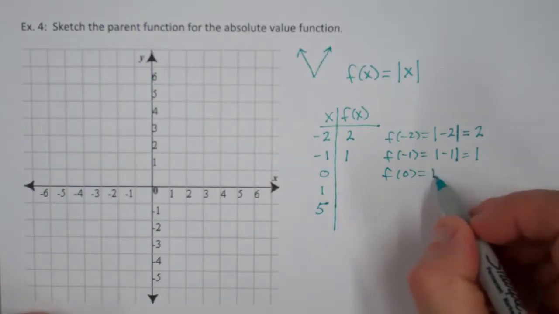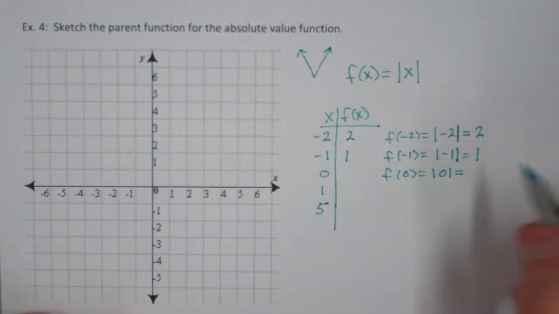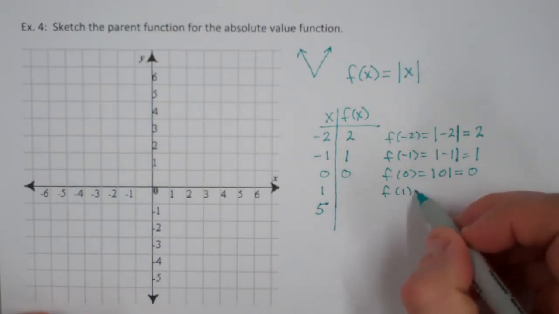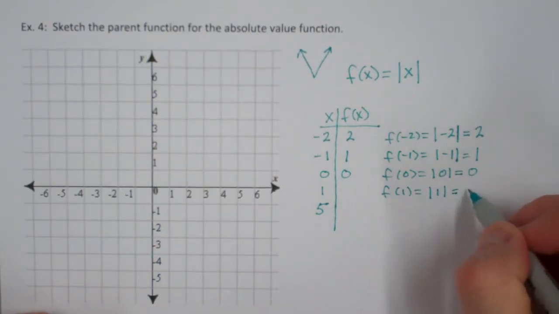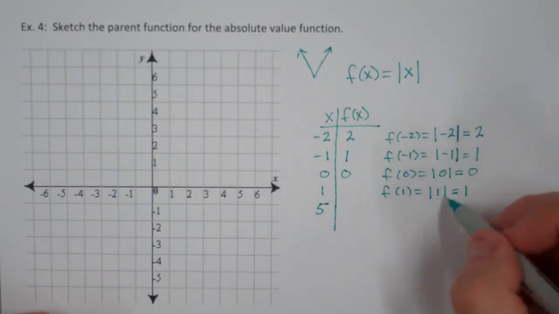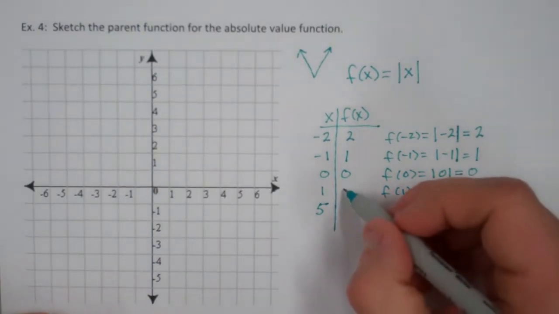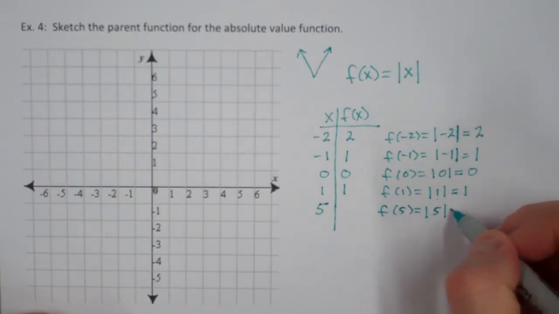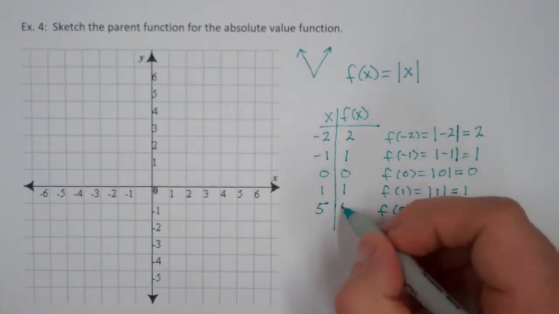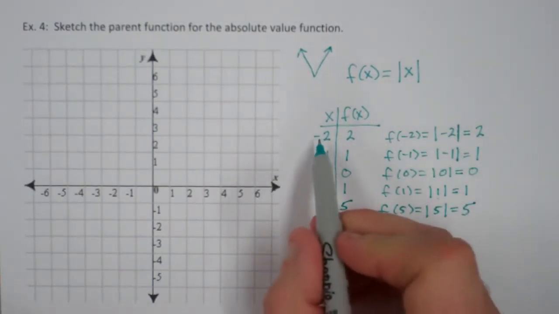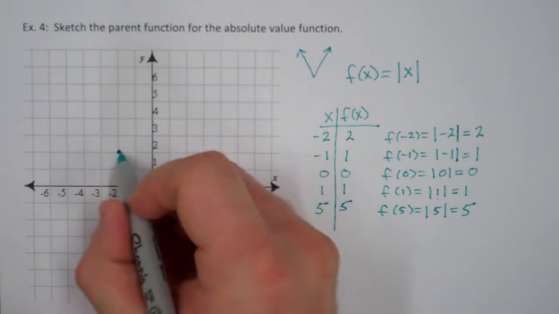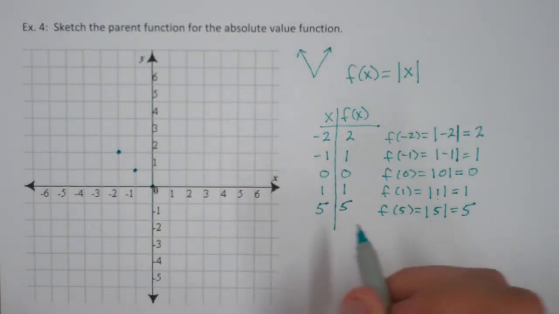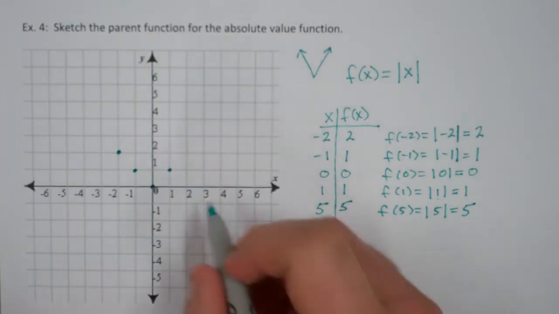F at 0 would be the absolute value of 0, and the distance from 0 to 0 is, well, 0. F at 1 would be the absolute value of 1, which is +1. Remember, just take the positive value of what's inside the absolute value bars. F at 5 then would be the absolute value of 5, which is 5. We'll plot these: (-2, 2), (-1, 1), (0, 0), (1, 1), and (5, 5).